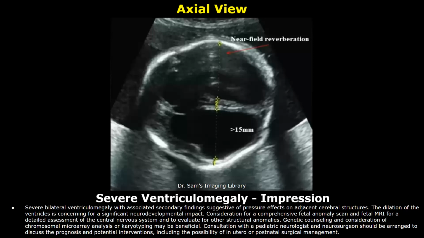Genetic counseling and consideration of chromosomal microarray analysis or karyotyping may be beneficial. Consultation with a pediatric neurologist and neurosurgeon should be arranged to discuss the prognosis and potential interventions, including the possibility of in utero or postnatal surgical management.